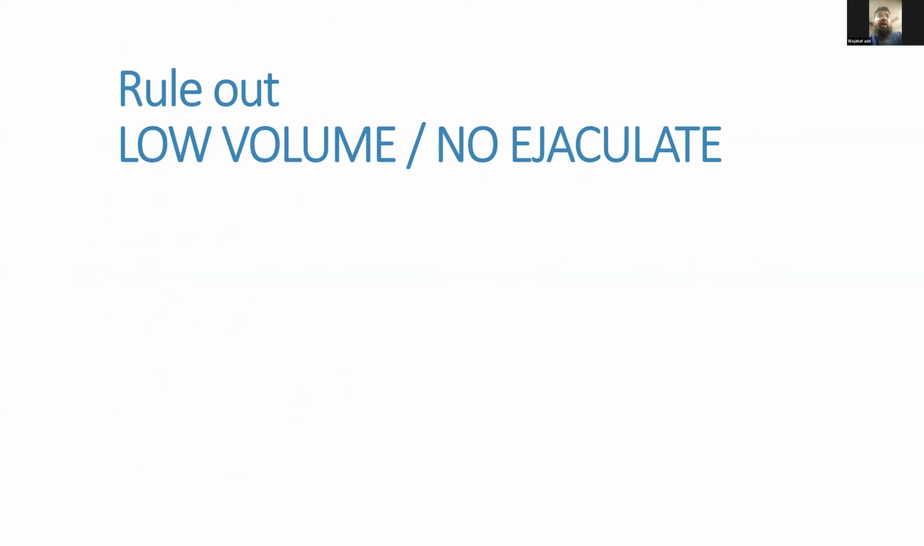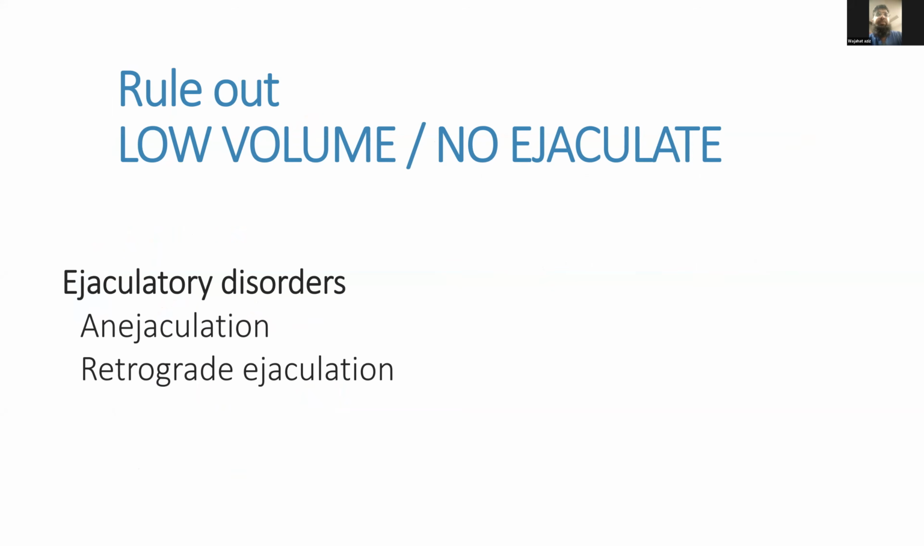Okay. Another thing is rule out low volume ejaculate or anejaculation. This is a different problem. A low volume ejaculate or no ejaculation in terms of retrograde ejaculation is a different problem and usually is not considered as azoospermia. So a history regarding whether there is an absolute anejaculation or retrograde ejaculation, usually patients are able to tell, or they would come saying that they are unable to give us a semen sample.